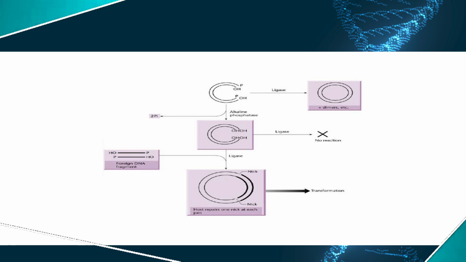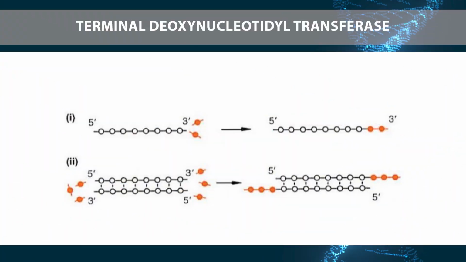recombinant DNA molecule. Terminal deoxynucleotidyl transferase from calf thymus tissue adds one or more deoxyribonucleotides onto the 3' terminus of a DNA molecule. Here we can see from the figure that at the 3' end, deoxyribonucleotides are basically added, and as a result the hanging ends are produced. It is mainly used to add homopolymer tails to cDNA molecules in order to clone them into a vector.